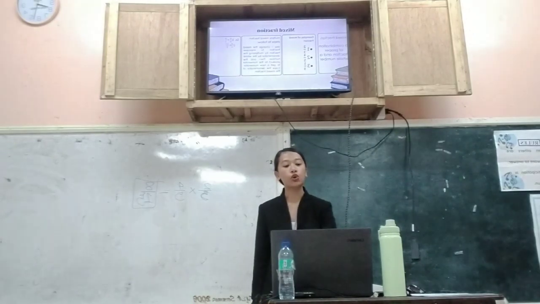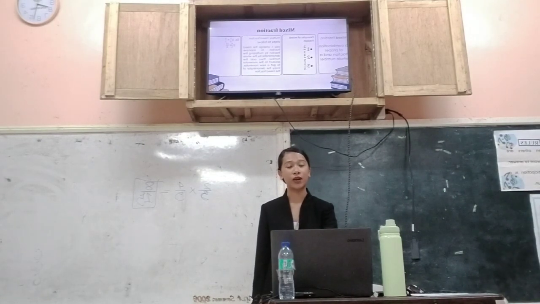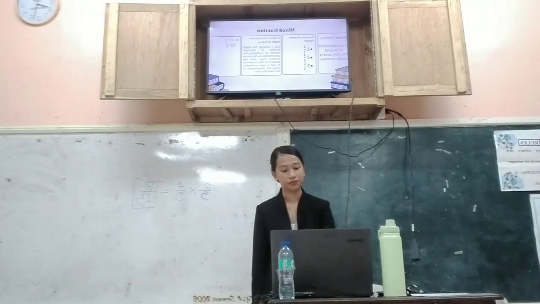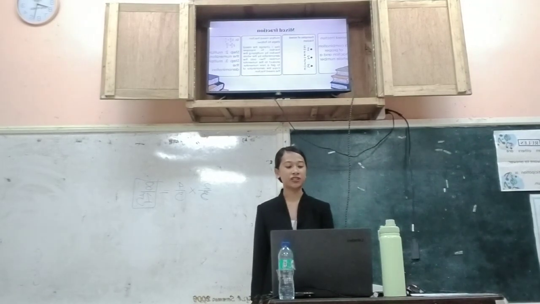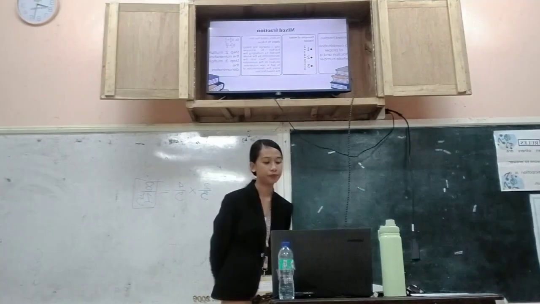So let's just copy the denominator. Then for 2 and 4/5, we have 14/5 because 5 times 2 equals 10, plus 4 is 14. Copy the denominator 5. So 14 over 5. Very good.